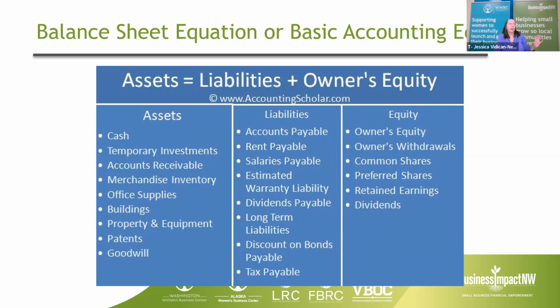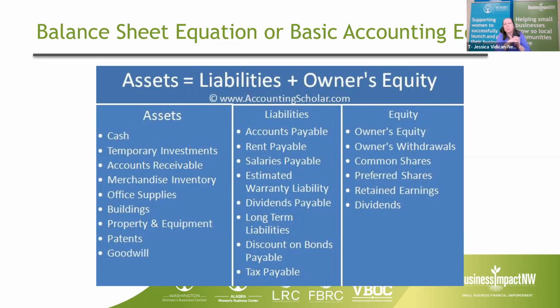And so on the one side, you have your assets, and they will equal the total of your liabilities plus your owner's equity. So your assets will be your cash, your temporary investments, accounts receivable. That's the money people owe you. You count that as an asset because you could get that from them. It's money they owe you. It's money you've made. Your inventory is part of your assets, your supplies and buildings, if you own property as part of your business, and to a lesser extent, patents and goodwill.